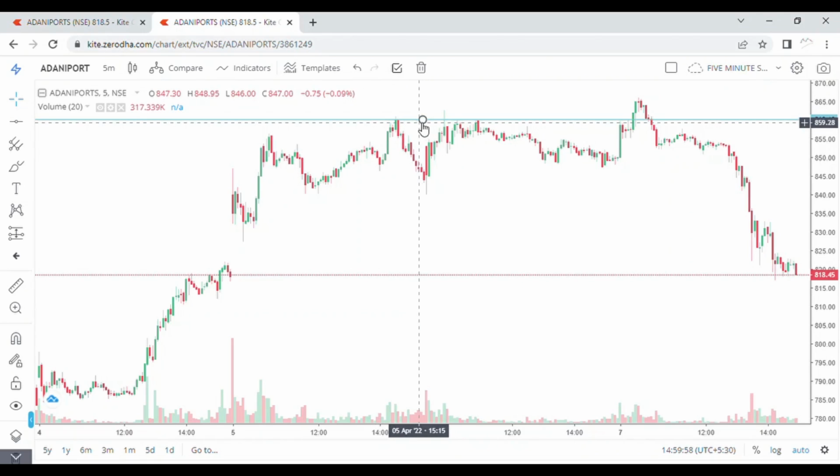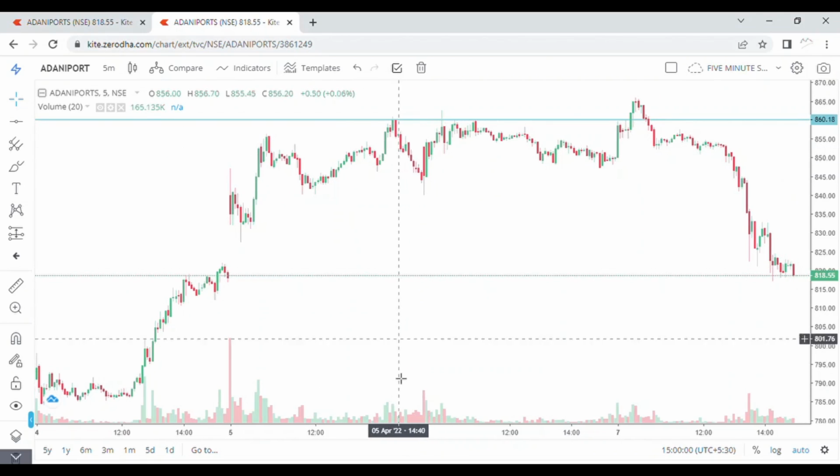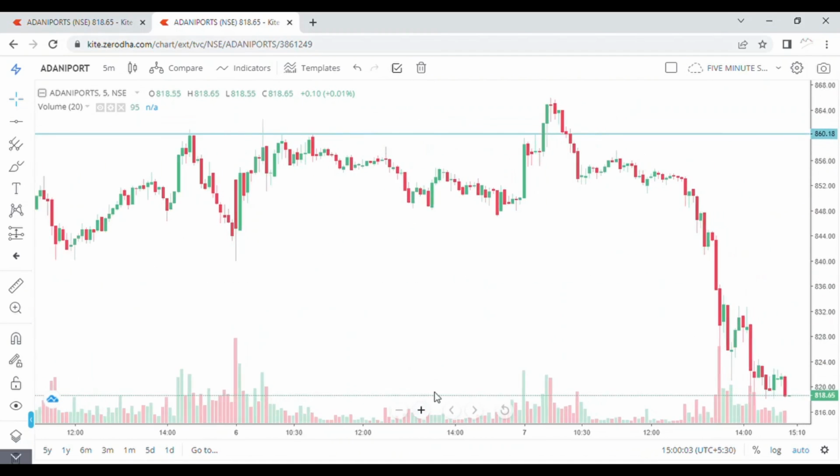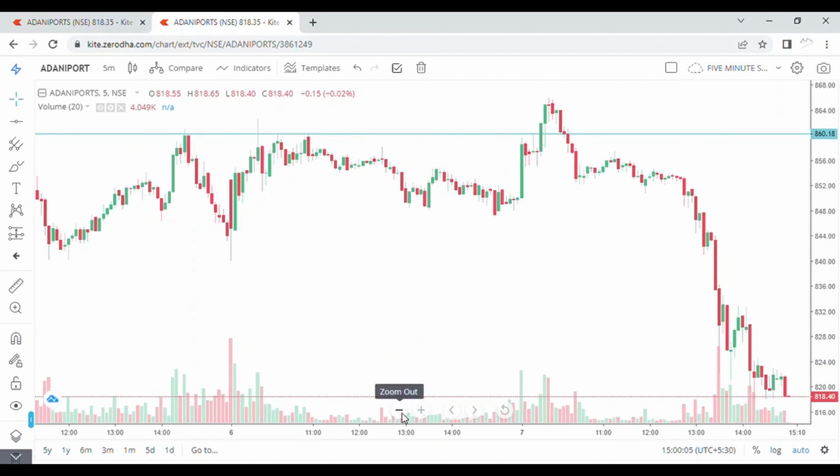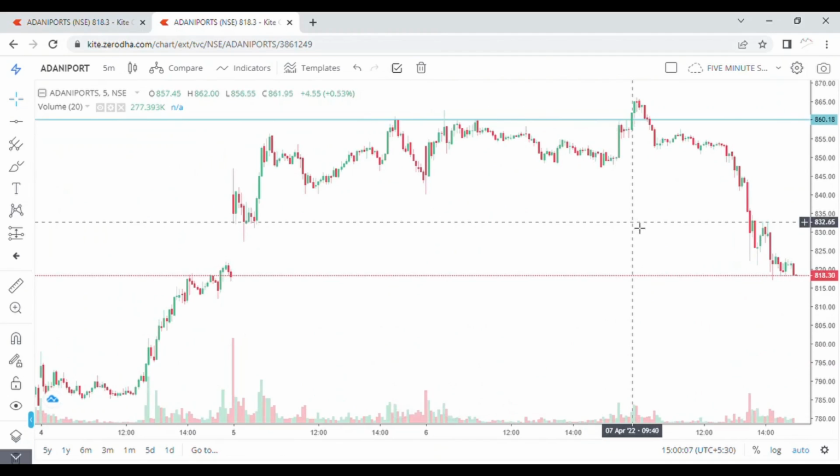So in the morning the market was in red, but the breakout came. So it is my setup. As I need to move according to the setup provided by the market, I need to take the trade.